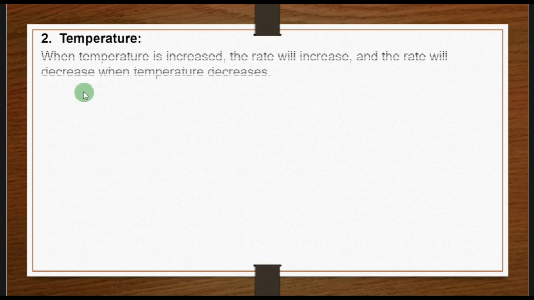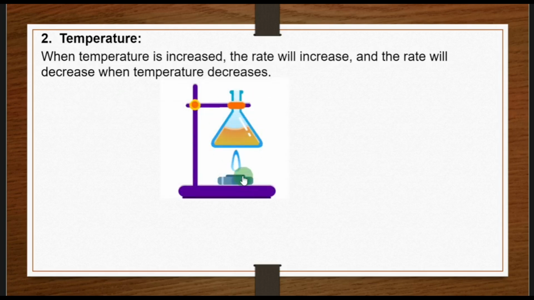All right, so we are saying when the temperature is increased, the rate will increase and the rate will decrease when temperature decreases. So when you increase temperature, the rate will increase and the rate will decrease when temperature decreases. So for instance, we have this here. Here we have some heat and here some reactants. So notice what happens if we increase heat. If heat is increased, even here there is more something popping up.